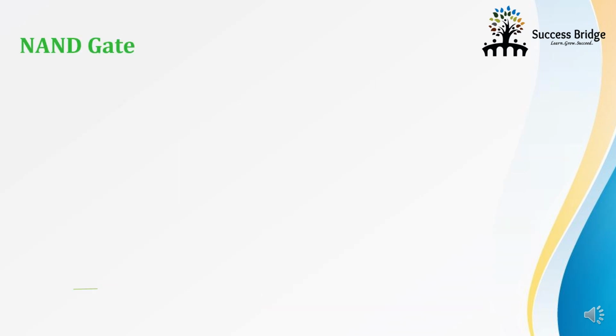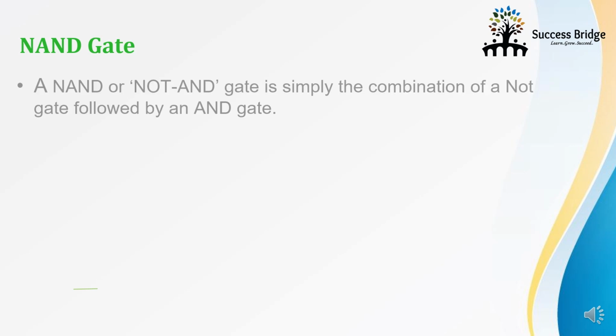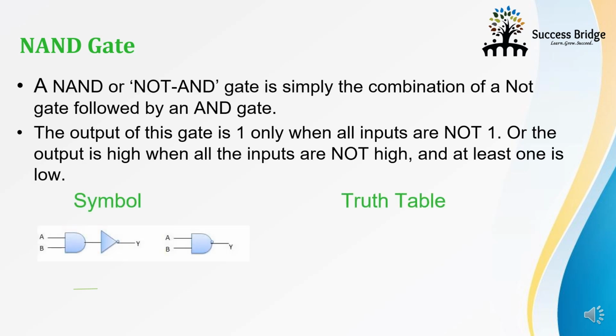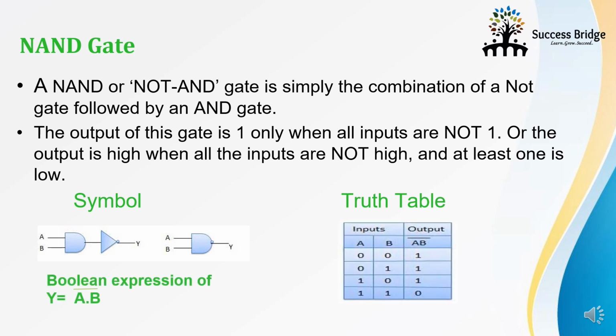Let's see another gate, the NAND gate. This is the logic representation of the NAND gate. The NAND gate is built by the combination of the AND gate and the NOT gate. Then the NAND gate is built. This is the expression of the NAND gate. Let's see the working of the NAND gate with the help of the truth table. A and B are the inputs and Y is the output.